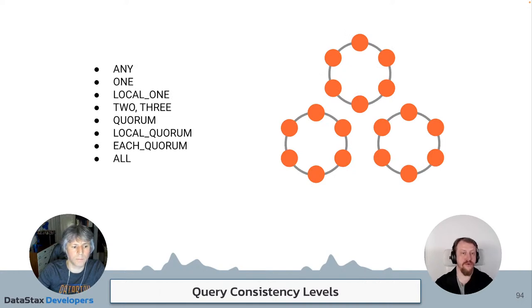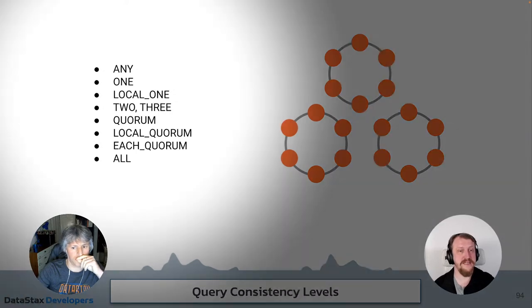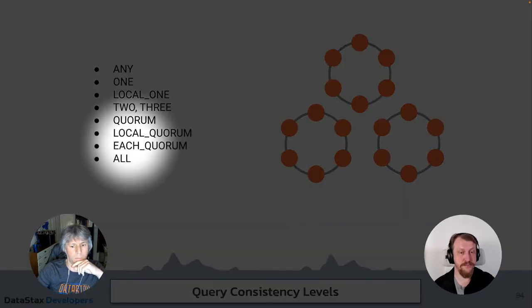Consistency levels you need to know. So ONE, QUORUM, ALL, we discussed those already. TWO, THREE, basically very simple. You're just specifying the exact number of responses you're waiting for. If your replication factor is different, it may make sense. Then two very important ideas: LOCAL and EACH.